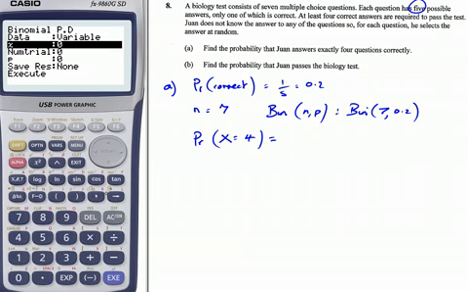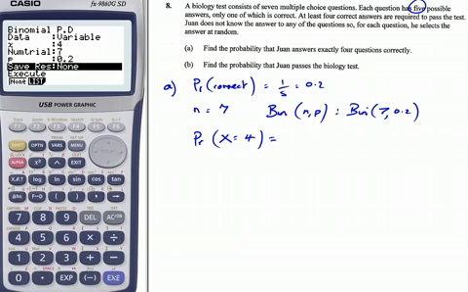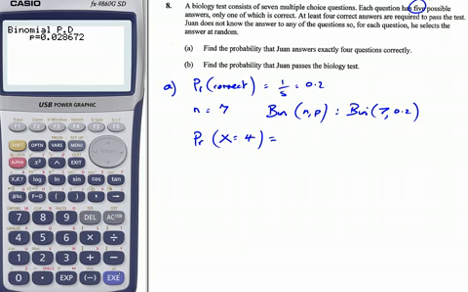Move the arrow down. Our value that we're interested in is 4. Our number of trials is 7, so put in the number 7. And our probability, as we found out, is 0.2. Press execute again on your calculator to get an answer. And we have our answer there. The probability is 0.028672, which will be returned to 3 significant figures as 0.0287.